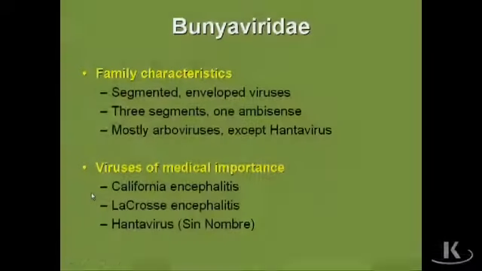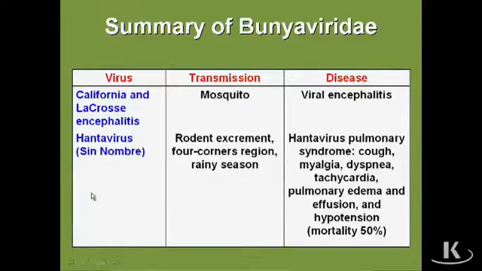The next family of viruses we're going to talk about are the Bunya viruses. And again, we've got some encephalitis viruses here that again are not easily tested on the USMLE. And then we have hantavirus. All right, so we're going to focus our discussion predominantly on hantavirus or the Sin Nombre virus. Again, California virus, La Crosse encephalitis, mosquito-borne transmitted, and we're getting viral encephalitis.